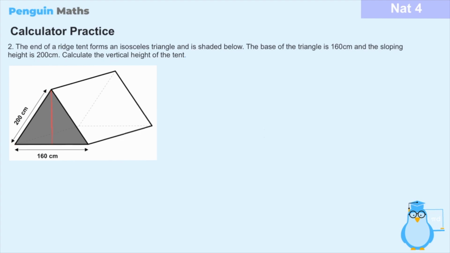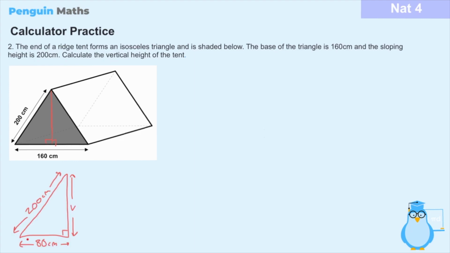So that means that this angle right here is going to be a right angle, and so is that angle right there. And what we can then also say is, because the base is a total of 160 centimetres, that means that from here to here it's going to be half of that, and that's also going to be half, and half of 160 is 80 centimetres. So that means that we can form a right angled triangle where we know two sides and we want to figure out the third side. So let's draw that out real quick to see what that looks like.